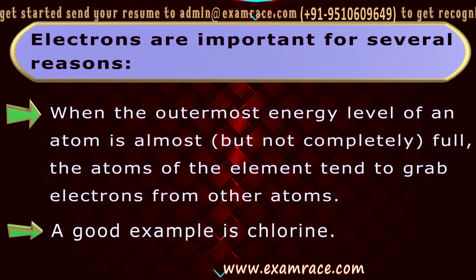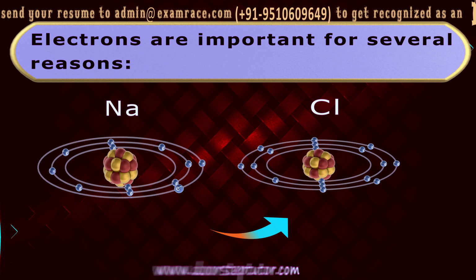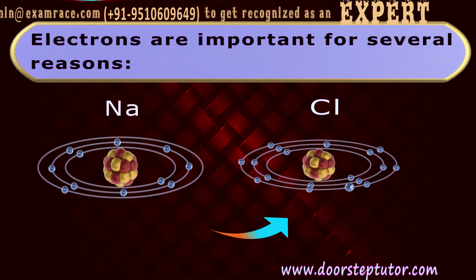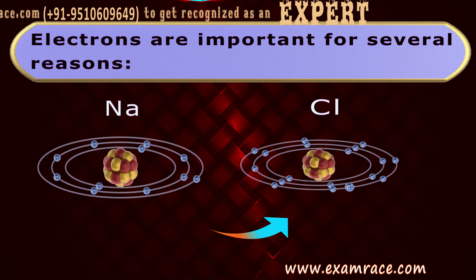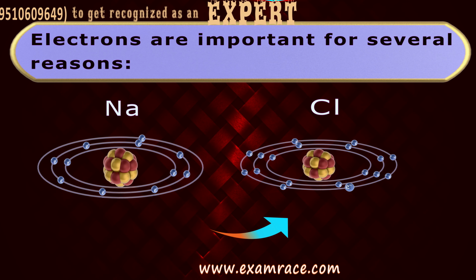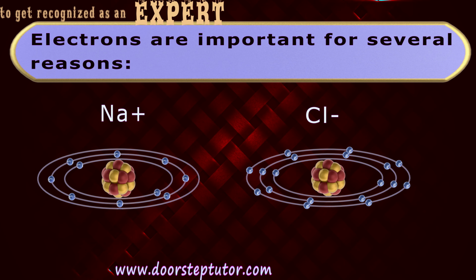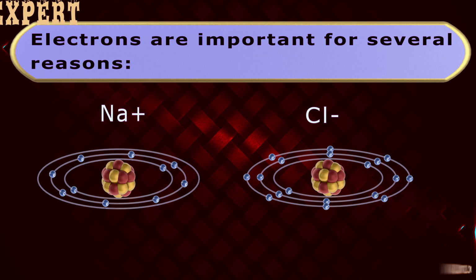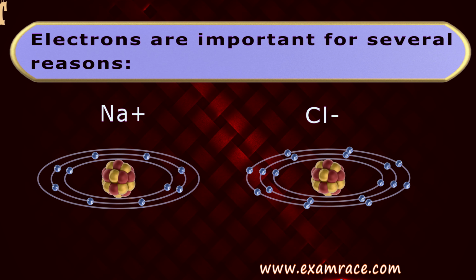It will grab some electrons from another atom, and a very good example for this case is chlorine. In this given picture you can see exactly what is happening. The sodium is giving its one electron to chlorine, right? And on the right side you can see that sodium has a positive charge and chlorine has a negative charge. And now what does this mean?